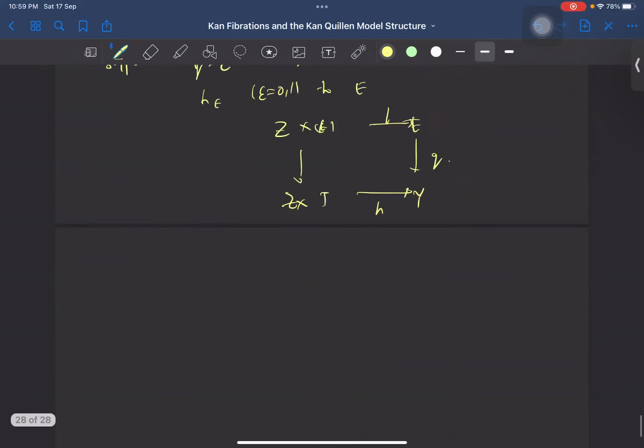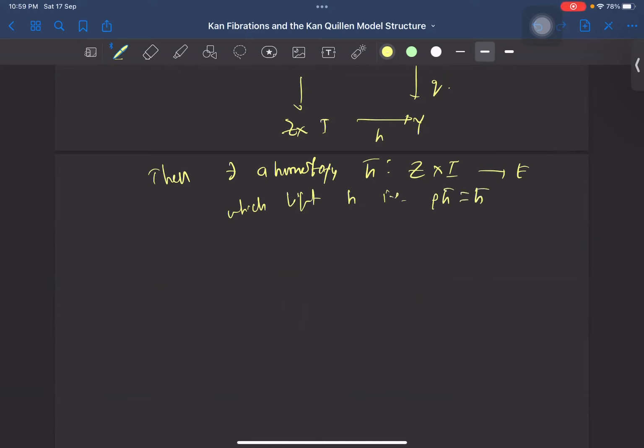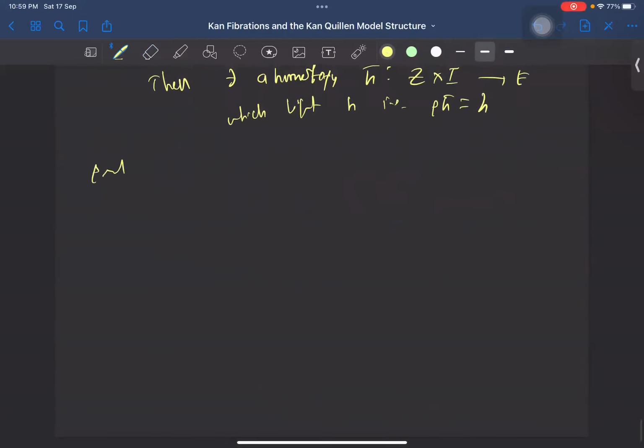Yeah, right. So if this happens, then there's a homotopy, which I denote by H bar, which lifts H. Yeah, so that is again, and this time, let me give a proof. It's not that difficult.